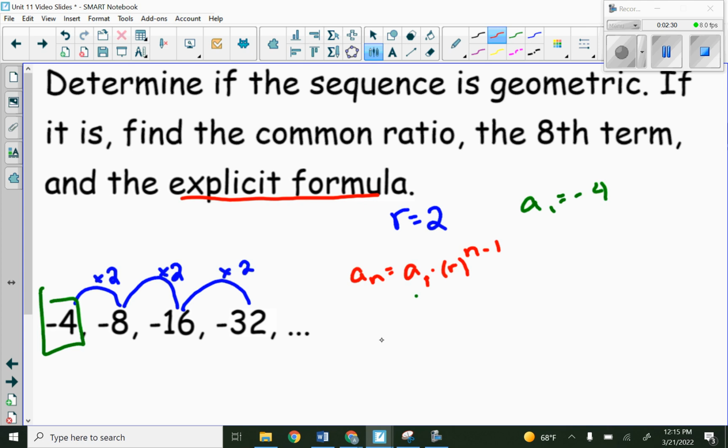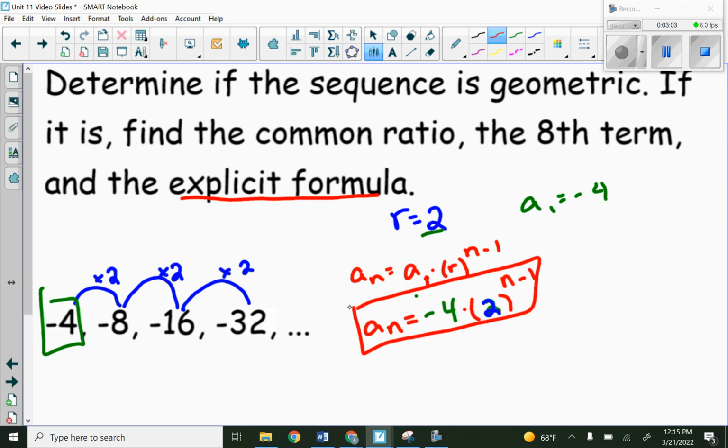So now I'm going to plug into my formula. A sub n equals -4 times r. We know our common ratio is 2. And then to the n minus 1 power. And we're just going to leave it like that. We're not going to do anything with our exponent. We're not going to multiply. That is our formula.